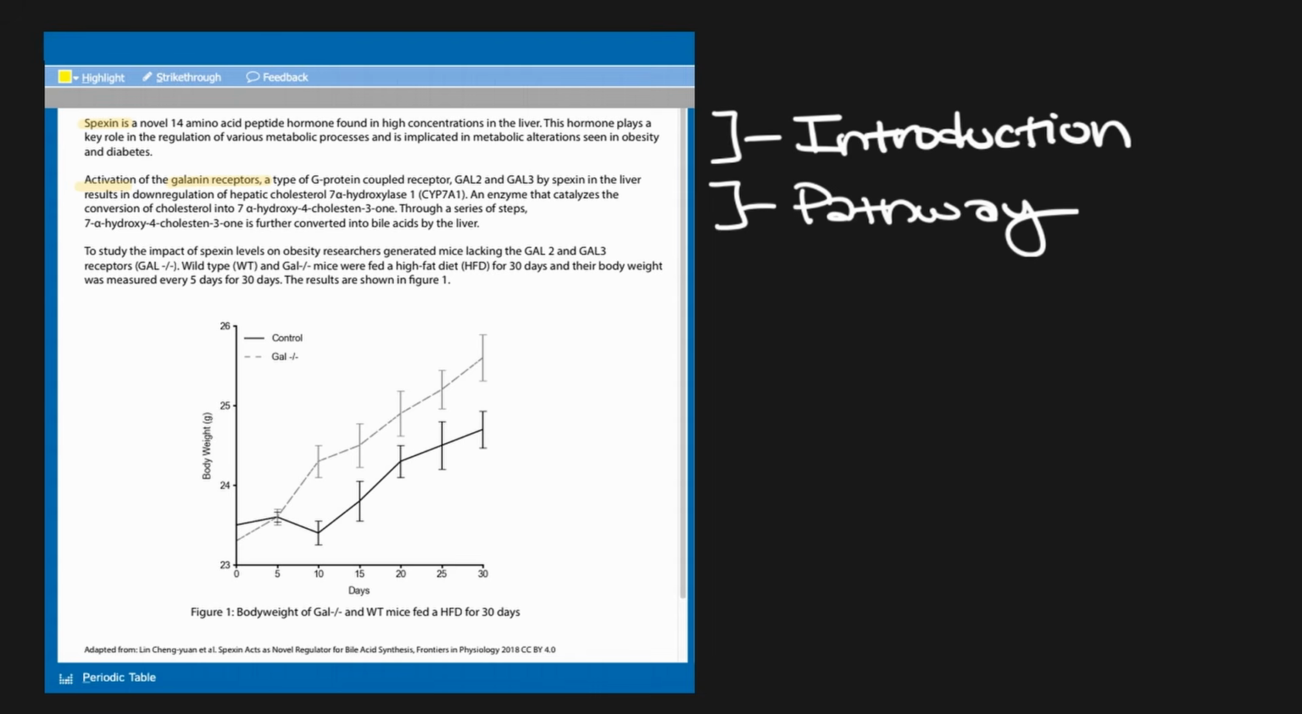Wild type and GAL- mice were fed a high-fat diet for 30 days, and their body weight was measured every 5 days for 30 days. The results are shown in figure 1. This is essentially a methods type paragraph, and for methods type paragraphs, again, I want to just go ahead and capture that this is a methods paragraph.